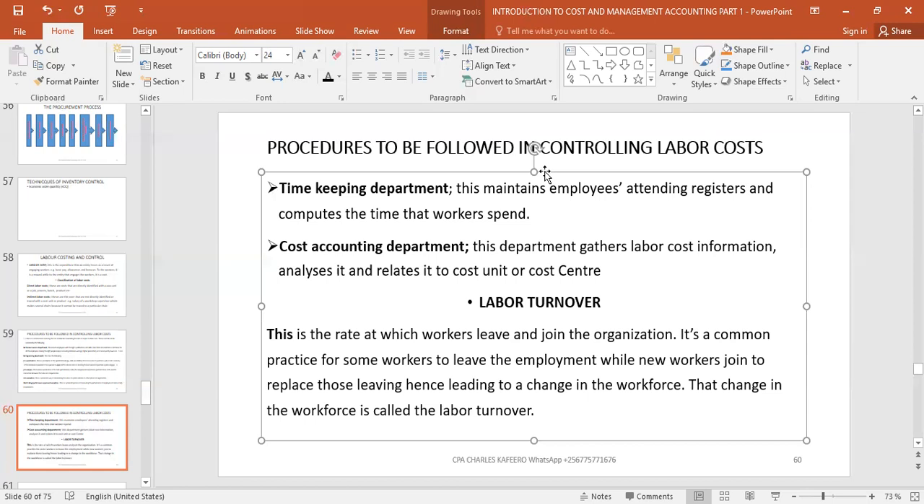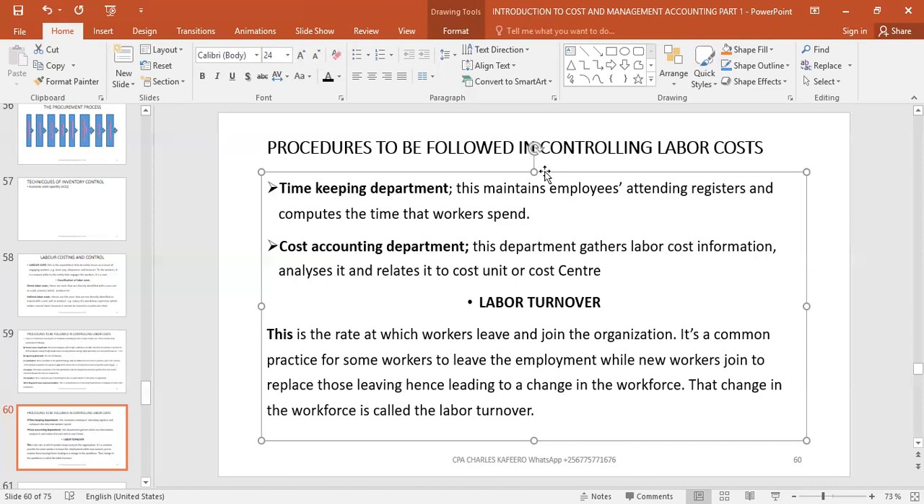If the company is following that method of payment, then they should be able to locate the time someone has spent at the organization, so that they can multiply by the hourly rate or the agreed payment per hour, so that they can know how much to pay the person. So when you keep time, you try to avoid those unnecessary wastages.